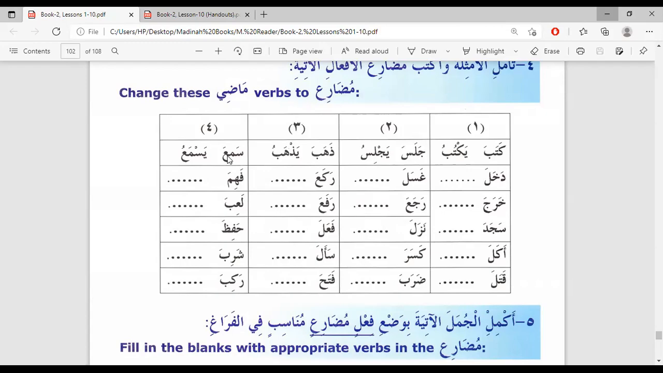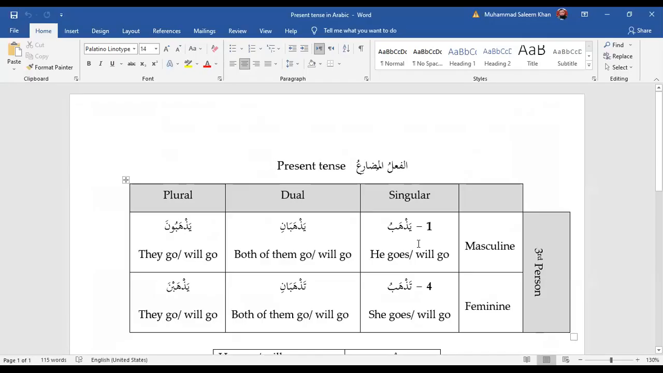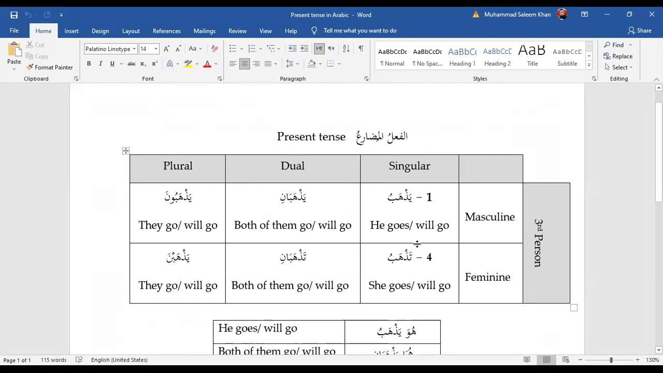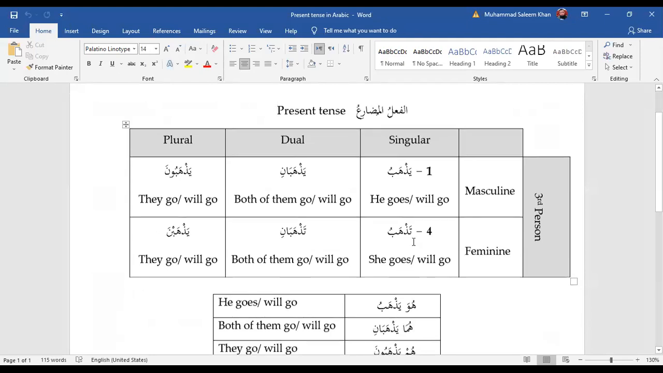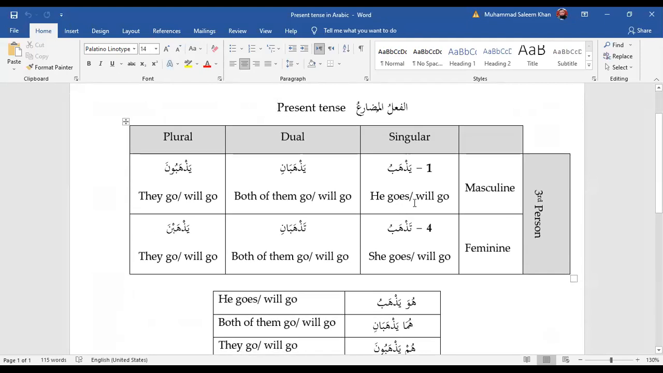This is the file. So which file do you see now? Present tense, al-fi'l al-mudari, sir. Yes, sir, present tense. Perfect. So just a quick review of this one. For example, we will start with the third person and then the second person and the first person.